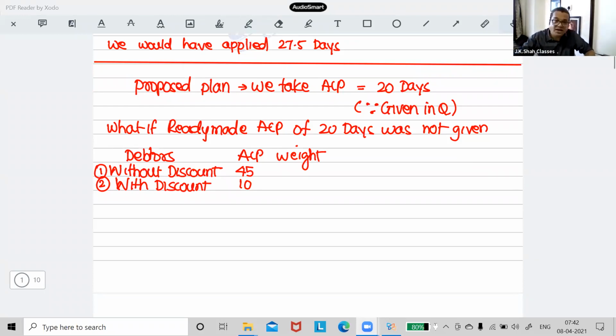My dear dumb friends, apply the proper weight in the proposed plan. How many people are going for discount? Can you see this number? 80% people are going for discount.